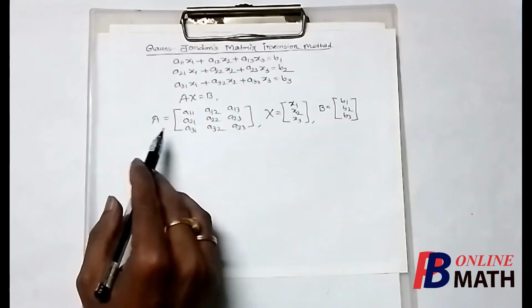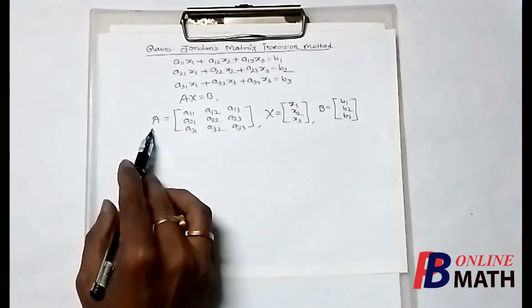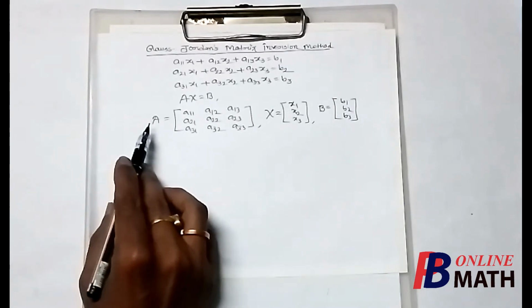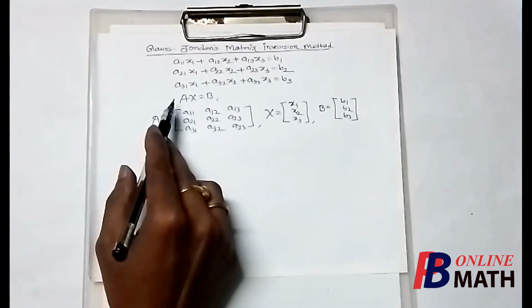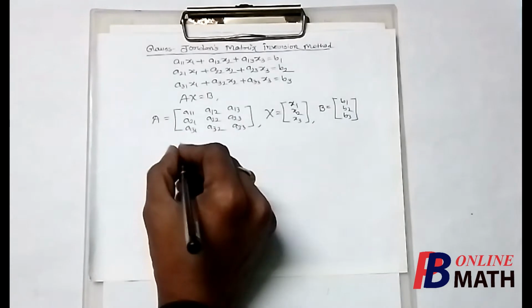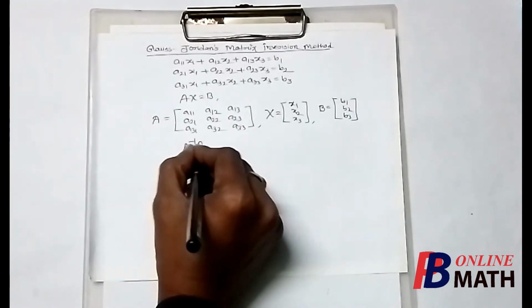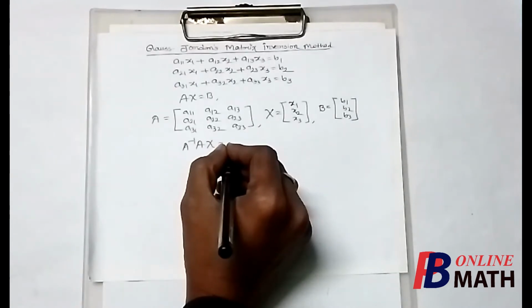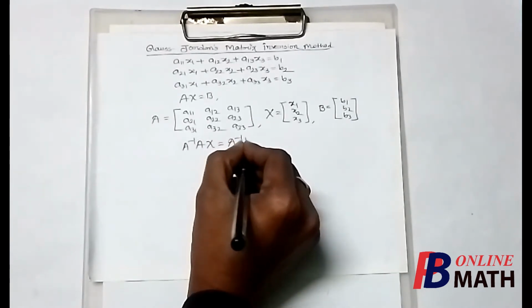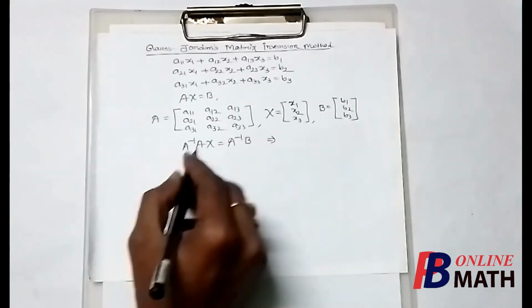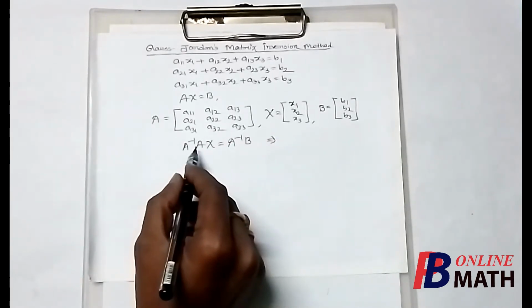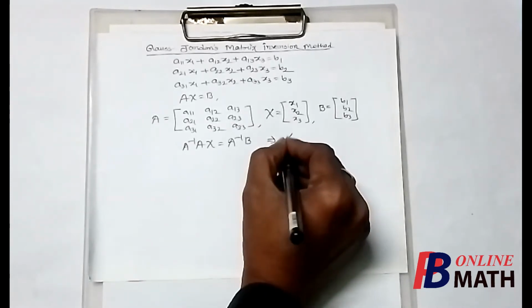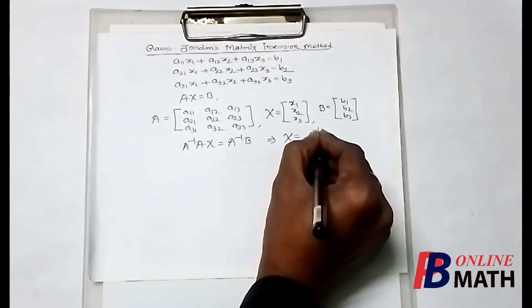Now we know that if the matrix A is non-singular, then we can easily find the inverse of this matrix A. So if we pre-multiply this equation by A inverse, then it becomes A inverse Ax equal to A inverse B. From here we find that A inverse A equal to I. So I into x is equal to x equal to A inverse B. So here we find that x equal to A inverse B.